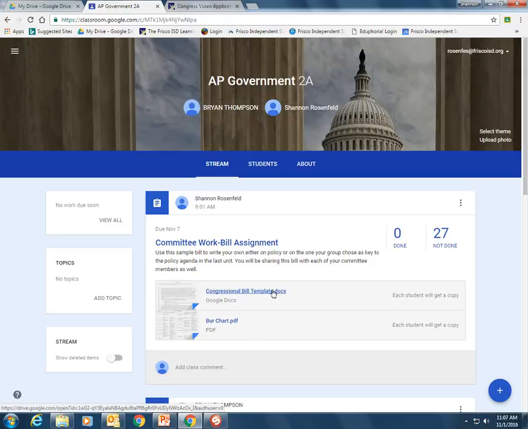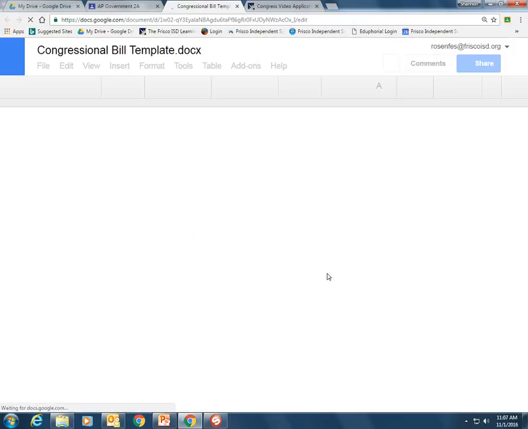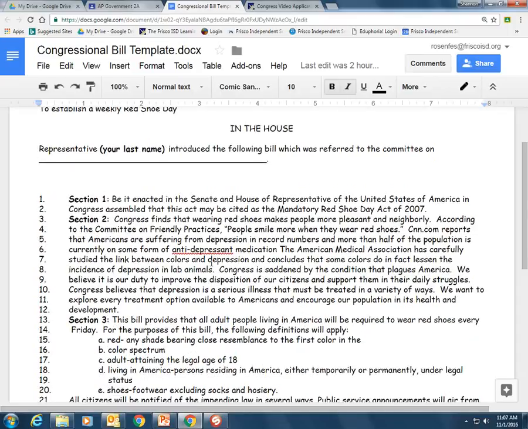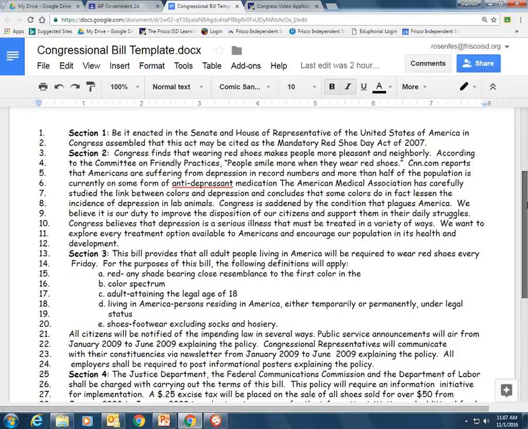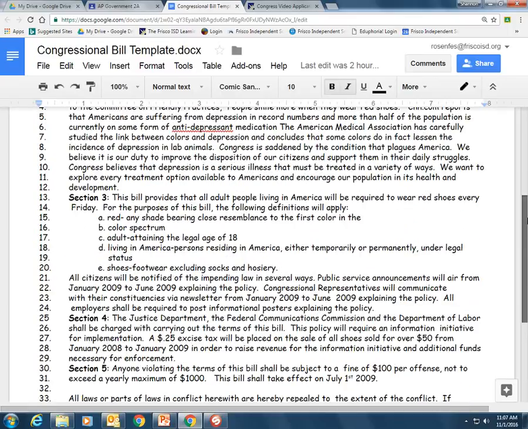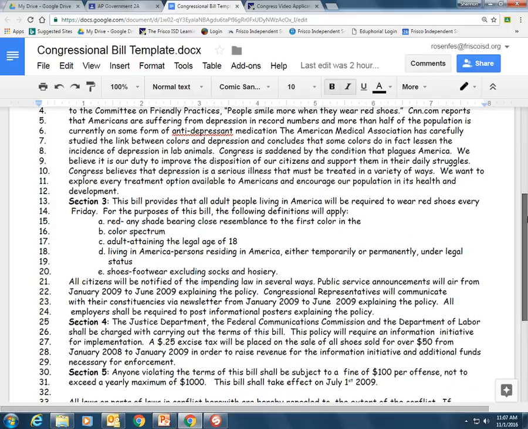I have written a ridiculously silly sample bill so that you can see what a bill looks like. And this bill was written to establish a weekly red shoe day. Okay? As you go through, it basically shows you what's going to be found in every bill. And all you have to do is type it in that same format. You don't need to do any additional research because you've been researching your topic. You already know stuff about it.